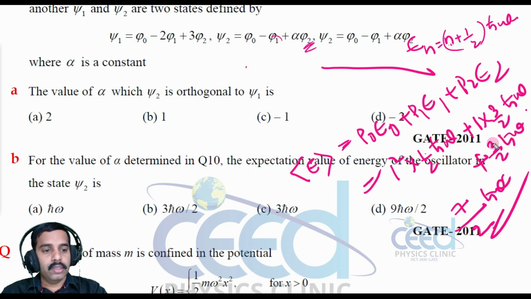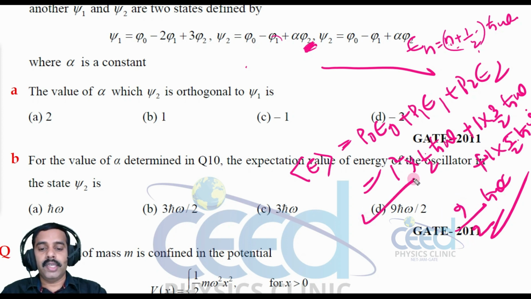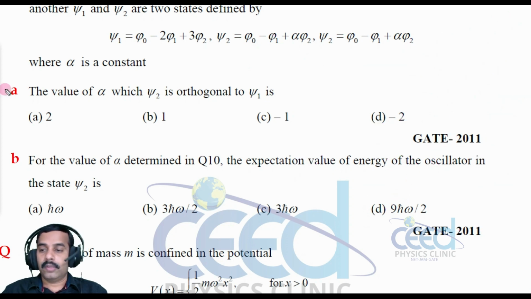Here it is probability, that is 1 into, and this is the second state, that is 2 plus 1 by 2 into h cross omega, that is 5 by 2 h cross omega. So what is 5 plus 4, that is 9 by 2 h cross omega. Okay, so which one is the option? Option D is correct. All right.